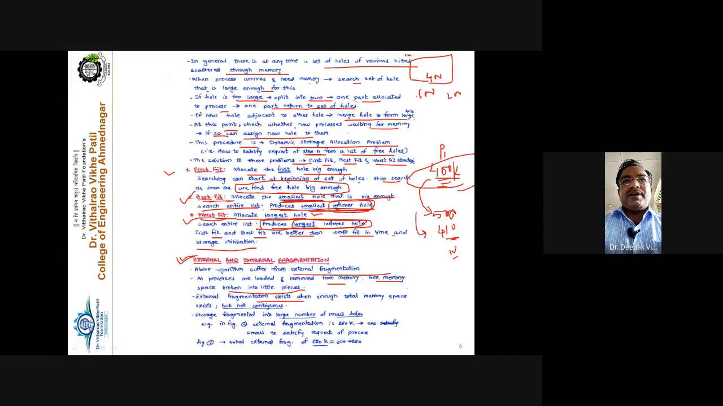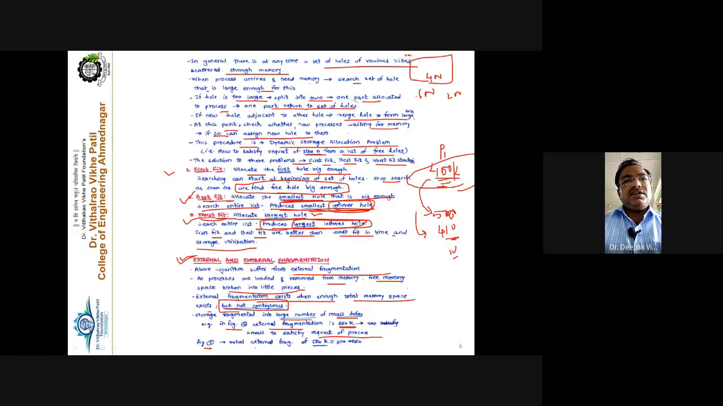So external fragmentation exists when enough total memory space exists, but not in a contiguous format. So remember this point: enough total memory space exists, but not in a contiguous format. That is called the external fragmentation of the memory. Storage is fragmented into a large number of small holes. For example, in figure A, the external fragmentation is 260K. The hole of size 260K is available, but it is too small to satisfy the request of the process.